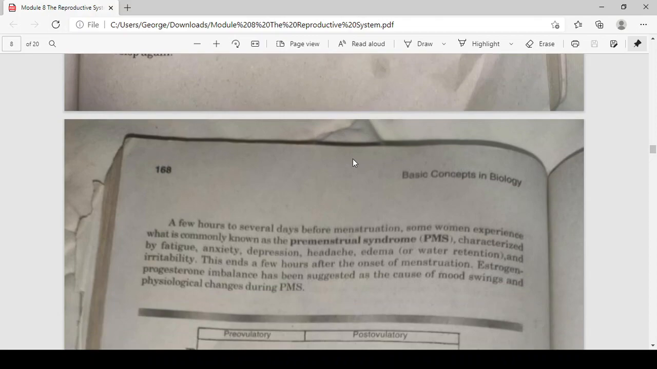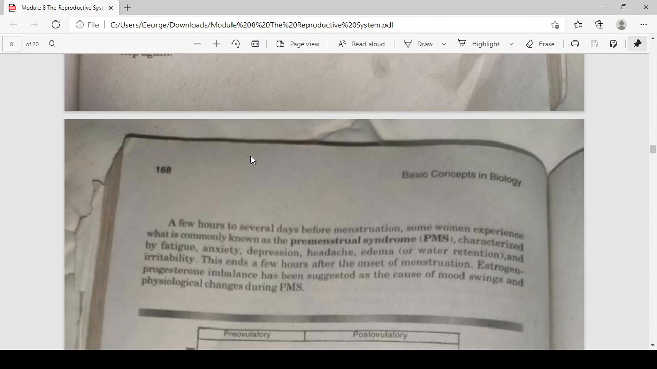Kids, hormonal imbalance kamo sa inyo PMS because imbalance ang imong nga estrogen and your progesterone. Therefore, nagainit ulo mo, may headache ka, may edema ka, nagahilanat ka because it is through your hormonal imbalance. This ends a few hours after the onset of your menstruation. Ang iba na, dugay man, ang iba na, arte na lang na.